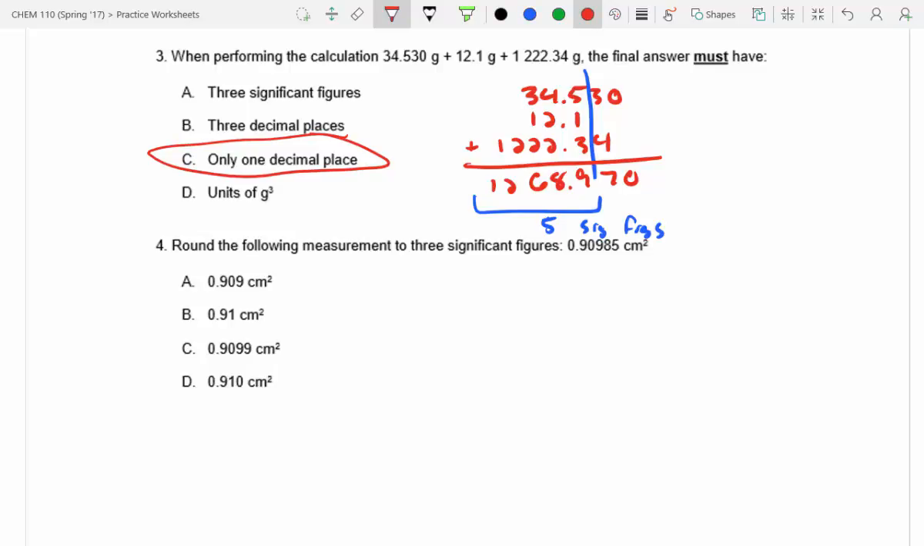All right, round the following measurement to 3 significant figures. 9.0985 centimeters cubed. We need to round it to 3 sig figs, so what should it be? So let's use process of elimination. Can't be these two, right? Those don't make any sense. Why do you guys think it might be D instead of A? Yeah, we round up. The digit past it we round up if it's 5 or greater. So the fact that we've got an 8 right here means we will round up that digit next to it. So this would be the most appropriate answer.